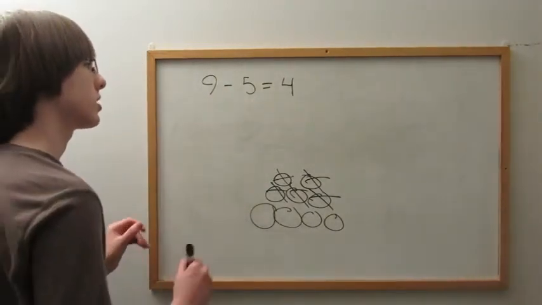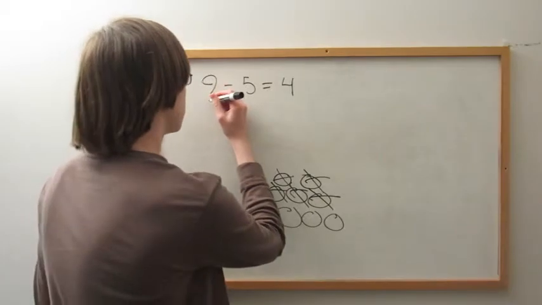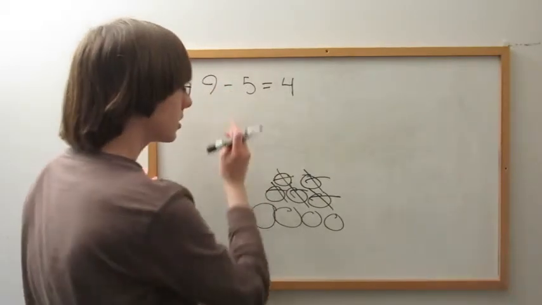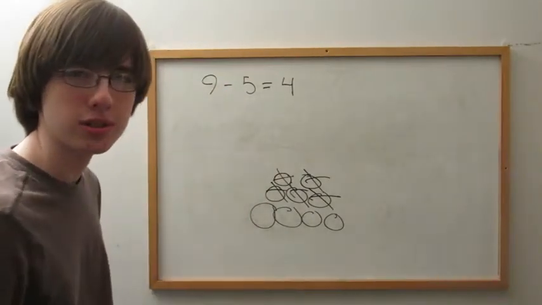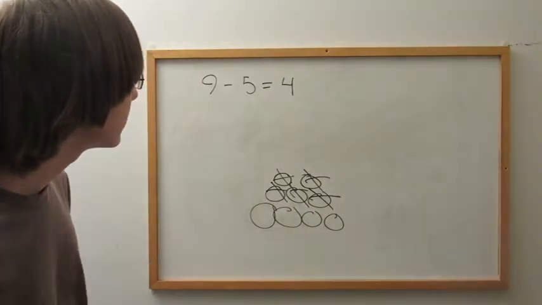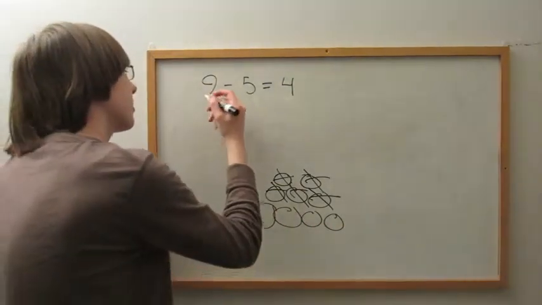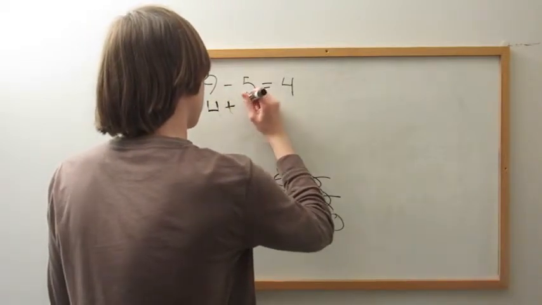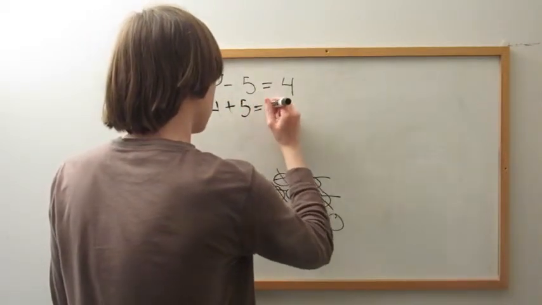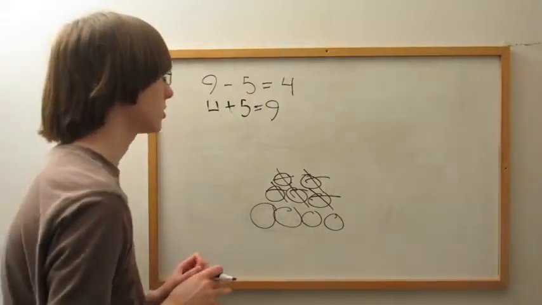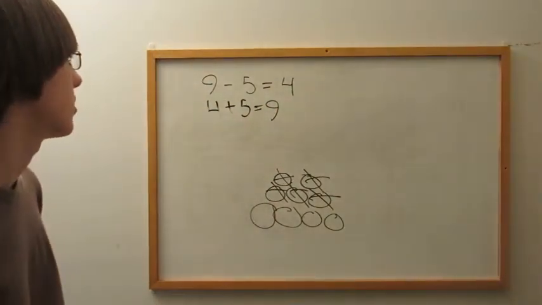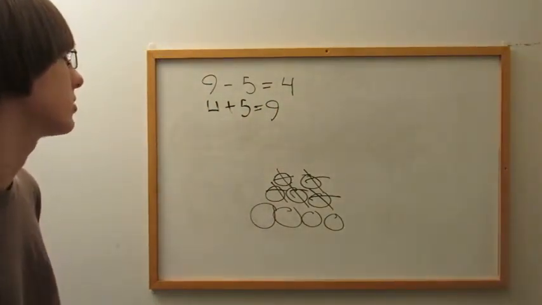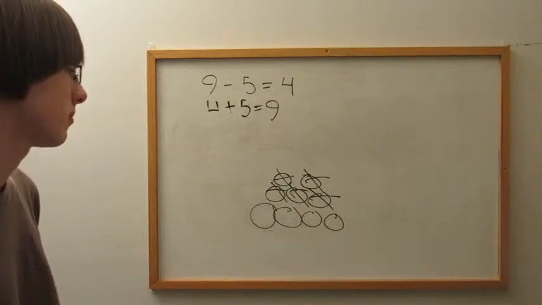Here's something interesting though. We'll cover it in our algebra section, I think. Oh, okay, I'll just write it here, and it'll be something for you guys to think about. 4 plus 5 equals 9. And we also know that 9 minus 5 equals 4. Interesting.